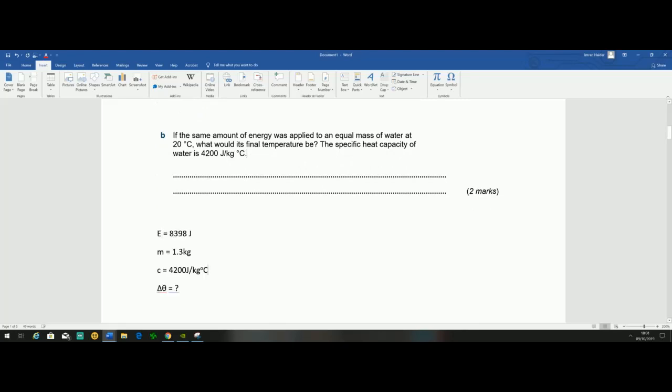Alright, so in this question they tell you that the energy is 8,398 because it's the same as the previous question. The mass is the same as the previous question as well, so that's 1.3 kilograms, and the specific heat capacity is 4,200 joules per kilogram degrees Celsius. What they're asking you to work out is the change in temperature. Now they're telling you that the initial temperature is 20 degrees Celsius, but we want to work out the overall temperature change and then add it on to the initial temperature, and that will give you the overall change.